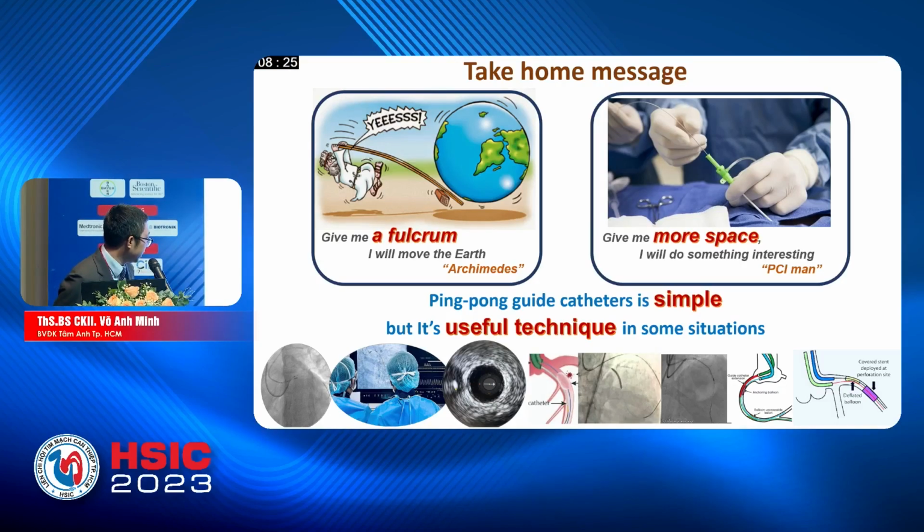We can do something interesting like real-time IVUS to puncture the ambiguous CTO or summit CTO. We can use the ping-pong guide catheter to do ultra-low contrast PCI. We can use real-time IVUS to rescue the rotablator when it's entrapped in the calcified nodule, and we can do trifurcation kissing, and especially in the case we have a massive perforation, it can help us to deliver the covered stent to seal the perforation.